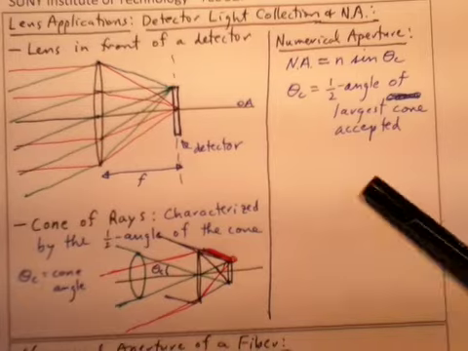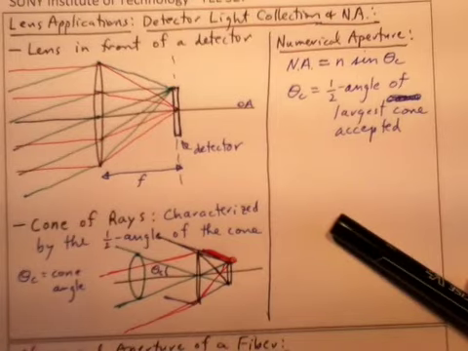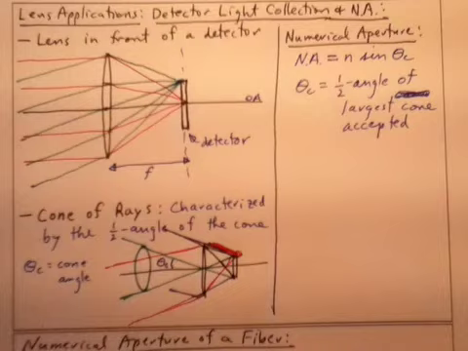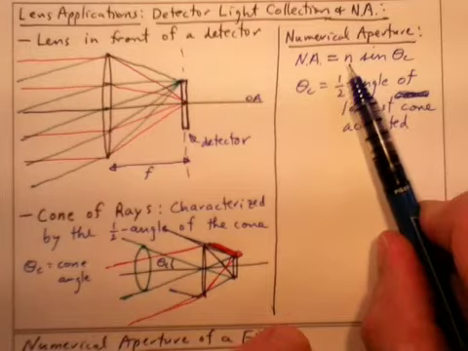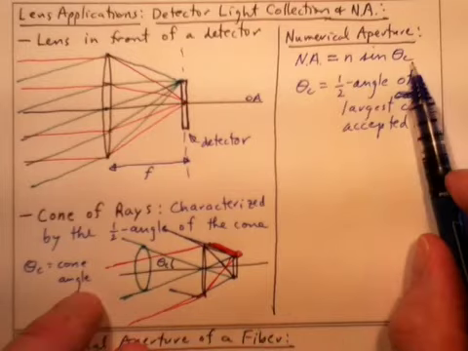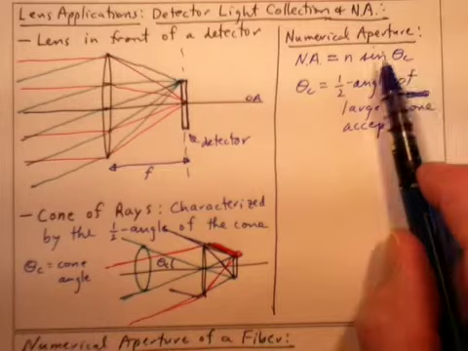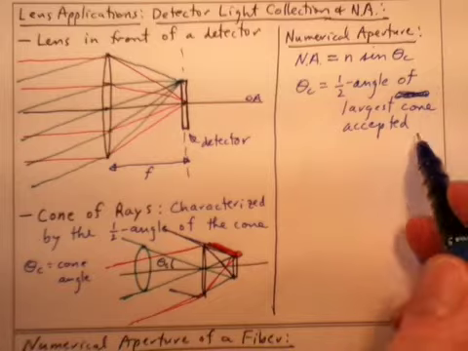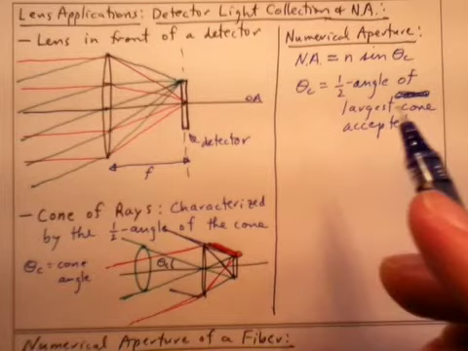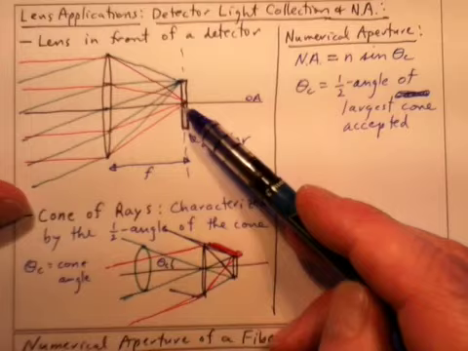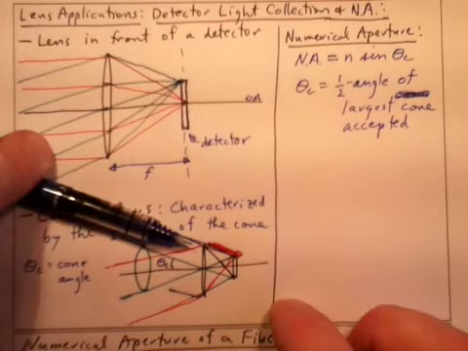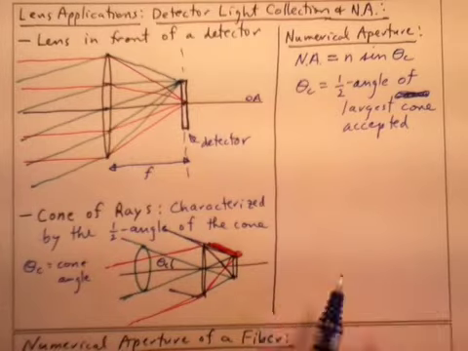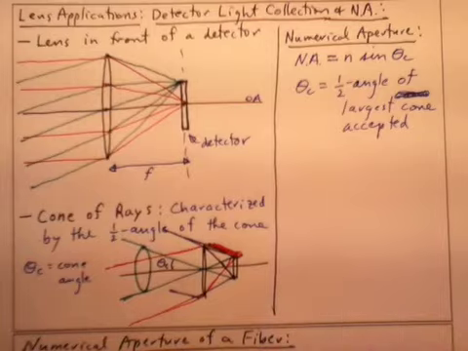Okay, so this allows us to think of cones of rays. And what we're going to do is define what's called the numerical aperture. Immersed in a medium of index n, a cone of rays with a cone angle theta c will have a numerical aperture n sine theta c. So theta c is the half angle of the largest cone accepted. What does that mean? Well, we've seen here that in this case of the detector, if our rays are outside of that cone, they miss the detector. In other words, they're not accepted by the system.